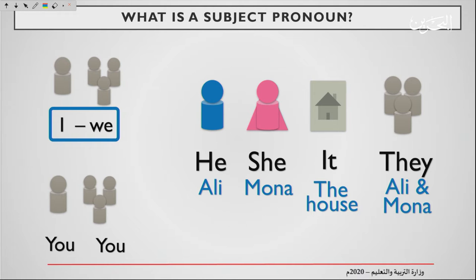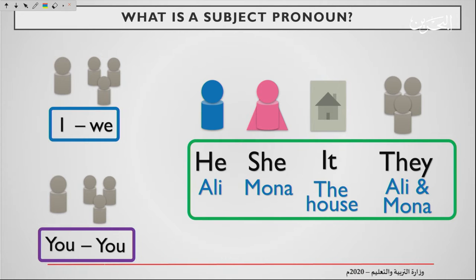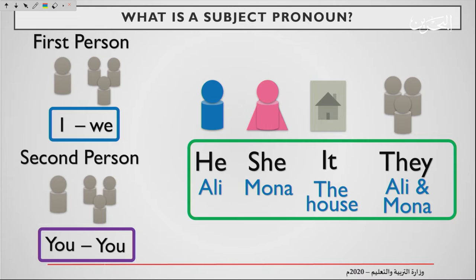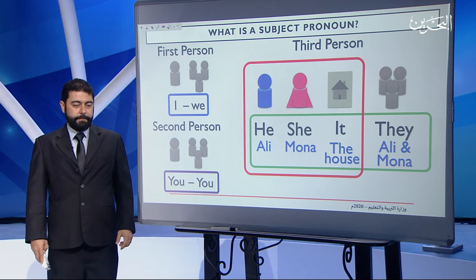So we have the first category. We have a second category. And we have a third category. And with that, we have named them. The first one, we said it is a first person. Second one is a second person. And can you guess the third one? Yes, it is a third person. But there is something special between these three: he, she, and it. Pay attention to these, because in the coming lessons, I'll focus on these, because they have special wording.